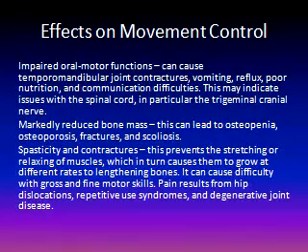Impaired oral motor functions can cause temporomandibular joint contractures, vomiting, reflux, poor nutrition, and communication difficulties. This may indicate issues with the spinal cord, in particular the trigeminal cranial nerve. Markedly reduced bone mass. This can lead to osteopenia, osteoporosis, fractures, and scoliosis.